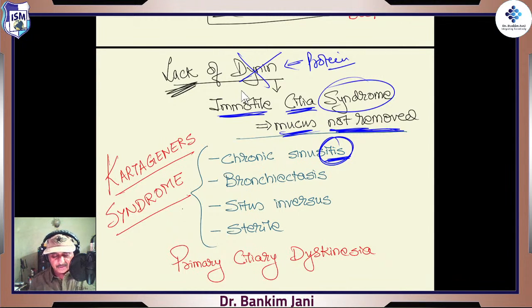So there is chronic sinusitis, bronchiectasis, respiratory condition. And see, situs inversus. What's that? Situs inversus is, this is so interesting. Normally the heart is on the left side. In this case, the heart is on the right side, right? Every organ is on the opposite side. Situs inversus. Why does it happen?